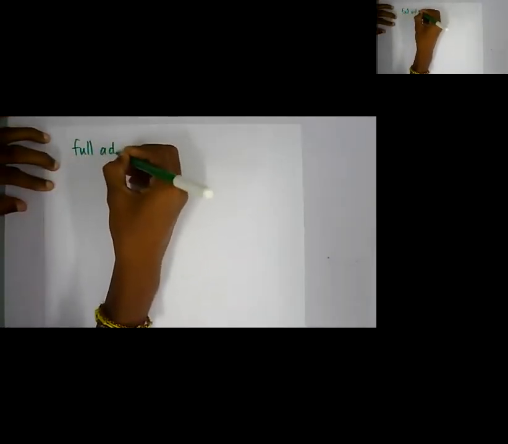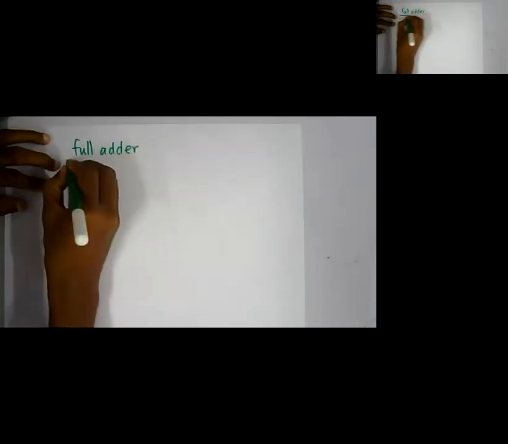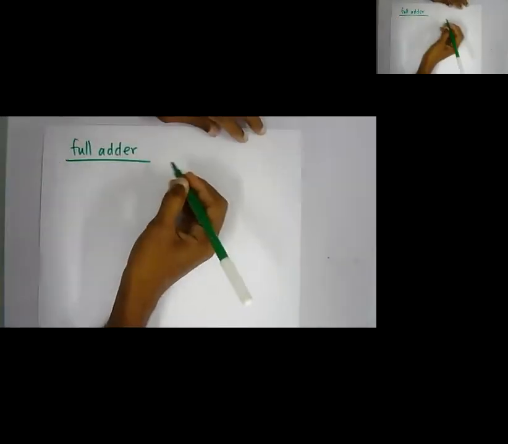Okay, right. So now we'll see a bit of an advanced thing. The next thing will be a full adder. A full adder is nothing but adding 3 bits.